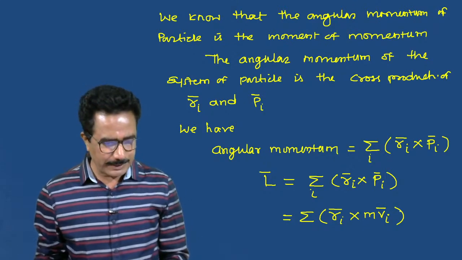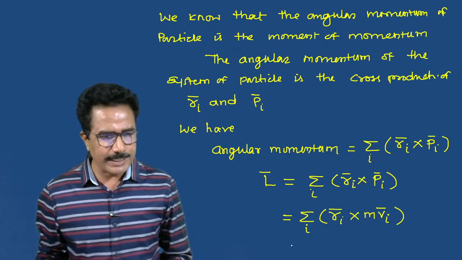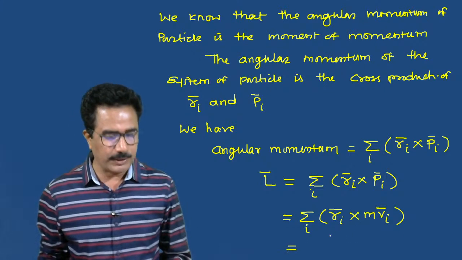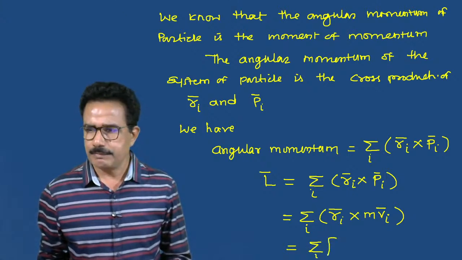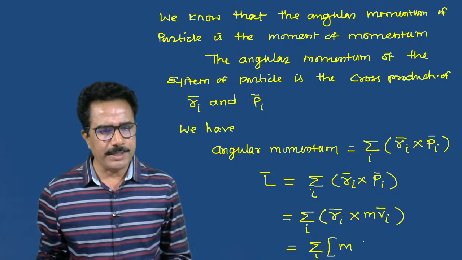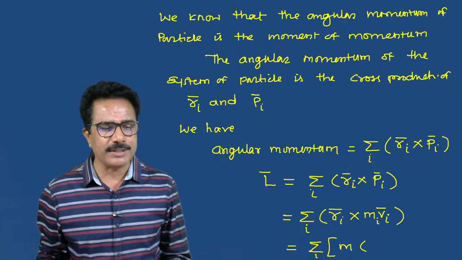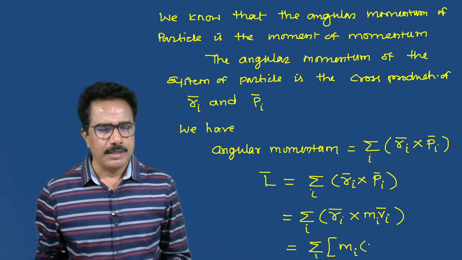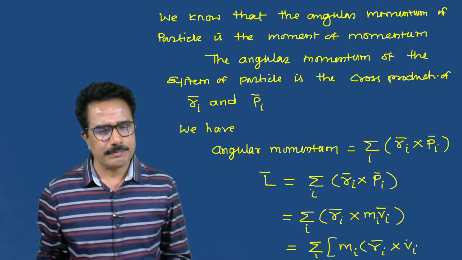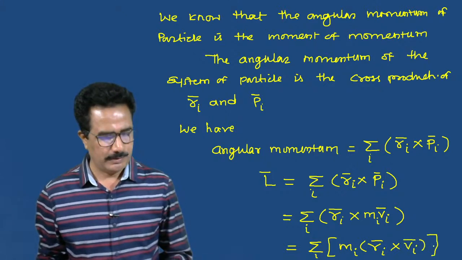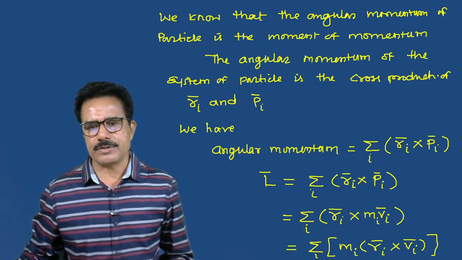Velocity of the ith particle. So see, this m is a constant quantity, so we can take it out of the cross product. So summation over i of m into, or we can also write mi, where mi means mass of the ith particle, Ri cross Vi. Okay, so we can write this as Ri cross Vi.